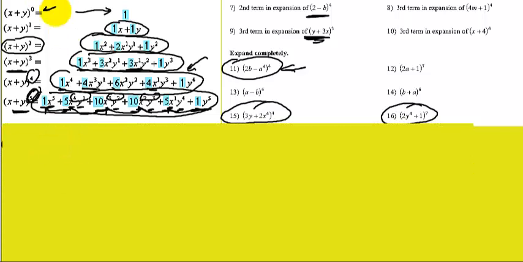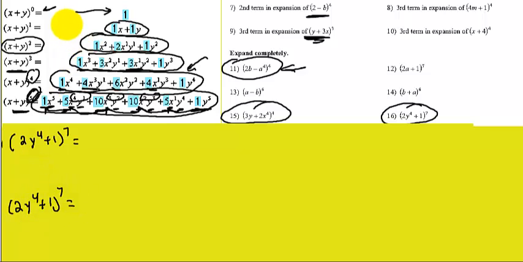Okay, so we are going to expand 2y to the fourth plus 1 to the seventh. But I need coefficients. Where do I get my coefficients? I have up to 5 right now, so I need some coefficients down here. So maybe I should just move this over here. Let me move it down a little bit. Let me rewrite that. 2y to the fourth plus 1 to the seventh.